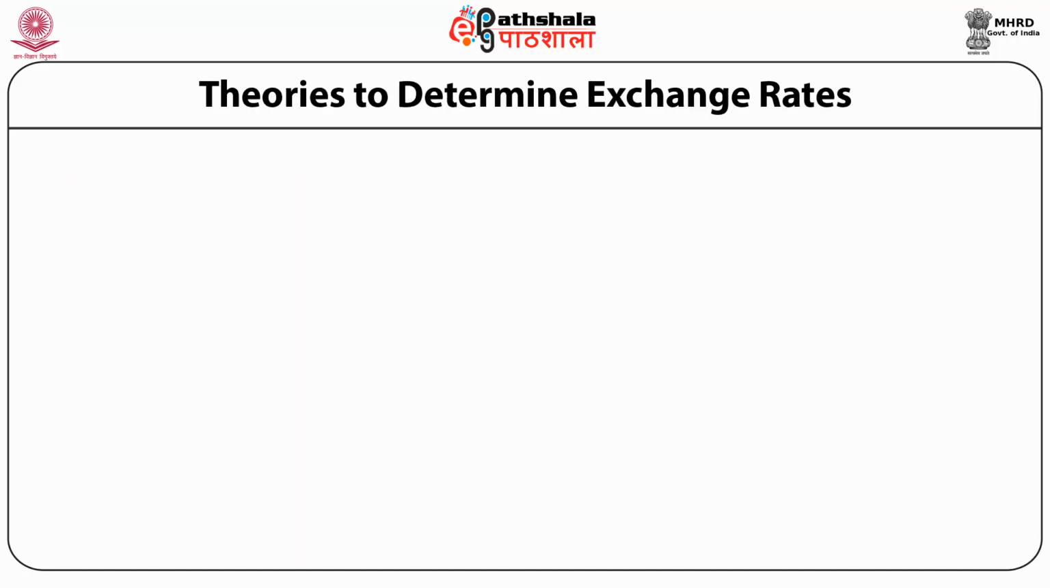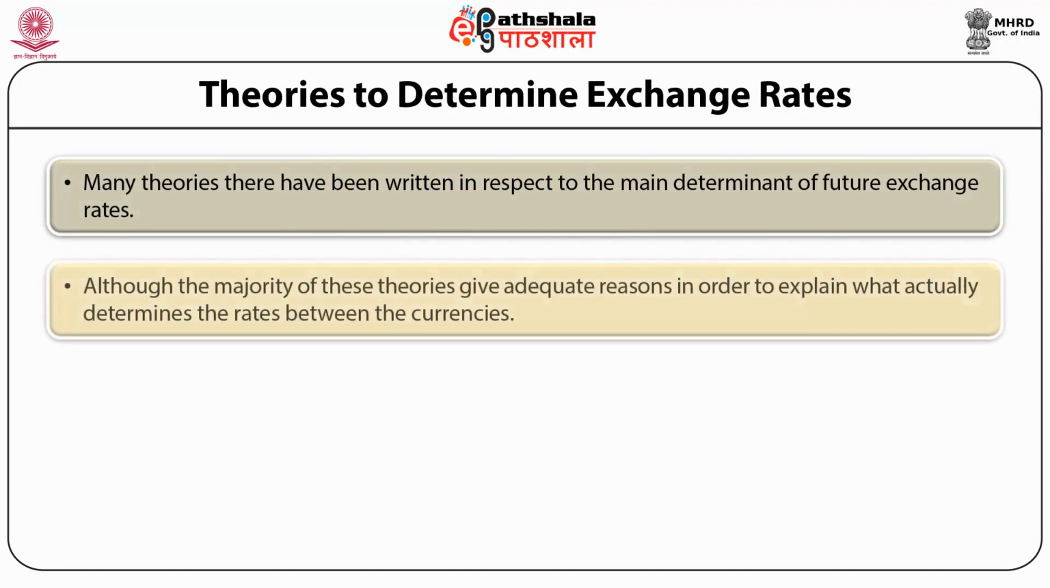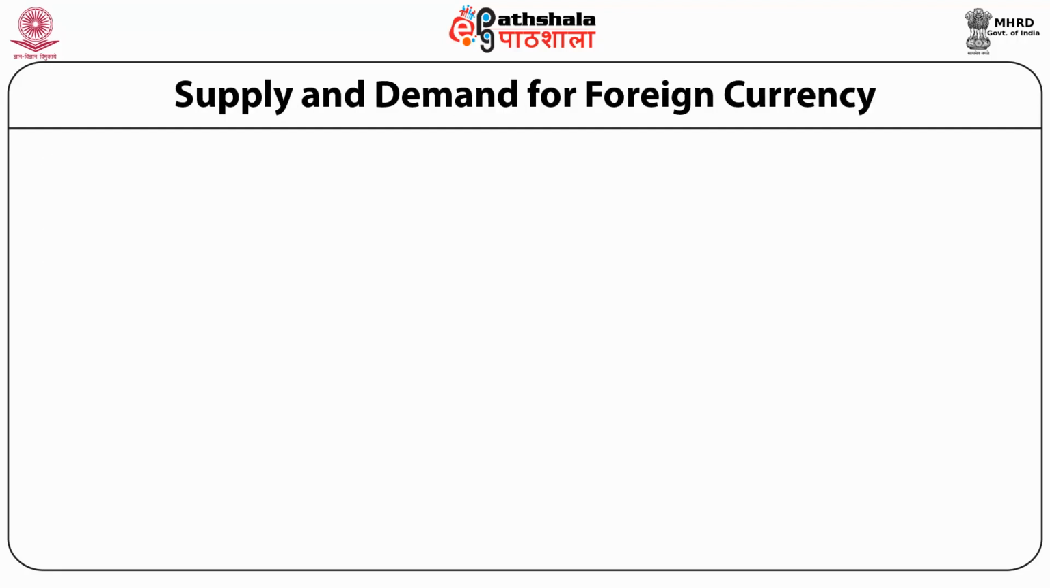Let us also see some of the theories which determine the exchange rates. Many theories have been written with respect to the main determinants of future exchange rates. Although the majority of these theories give adequate reasons to explain what actually determines the rates between the currencies, below, we will refer to the main theories regarding the determinants of the exchange rates. First is supply and demand.